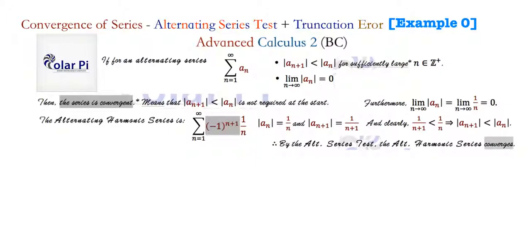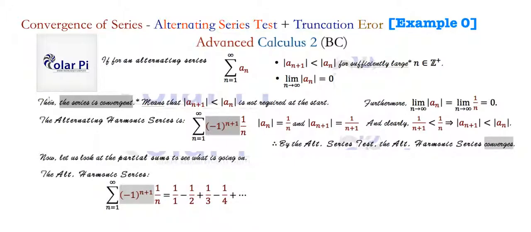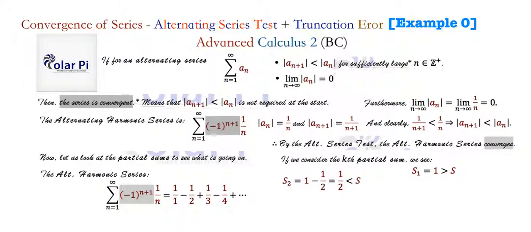But let's say a little bit more, which is let's get a feel for why this has to be true. And let's do so by considering partial sums. But first, let's get a feel for what the terms of the alternating harmonic series look like. They look like this. Obviously, they can continue on ad infinitum. Now, if we look at the kth partial sum, when k is equal to 1, we get S1, and that's just 1 over 1, or 1. And then S2 is going to be 1 minus 1 half, which is a half.